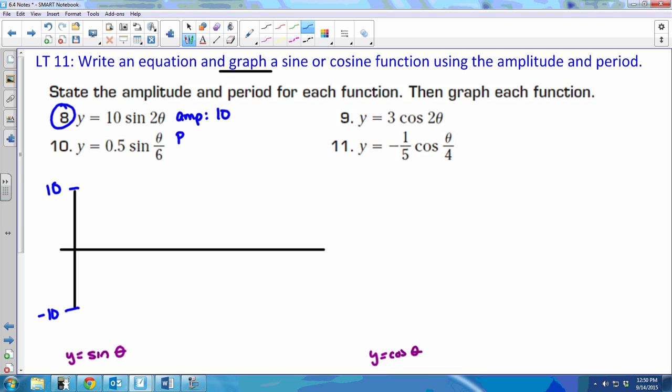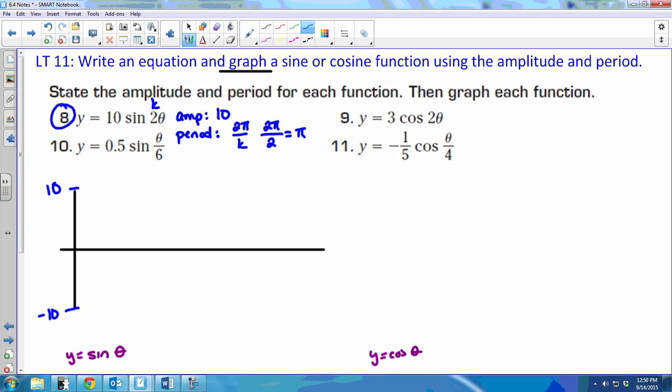What's the period going to be? K is 2. What's the period going to be? Well, the period is always 2 pi divided by K. This is K, right? So you have 2 pi divided by 2, so pi. Right, the period's pi. Everyone know how I got that?